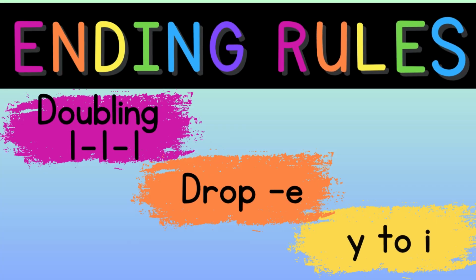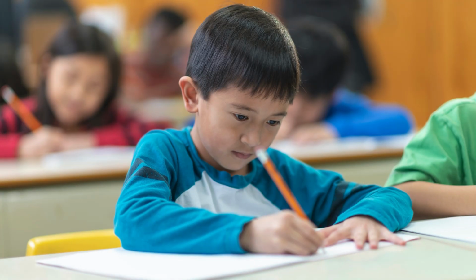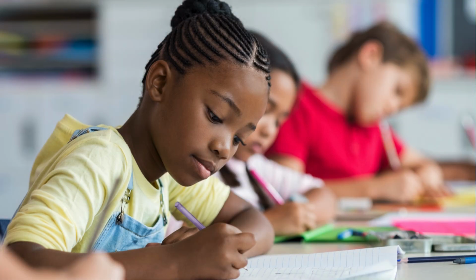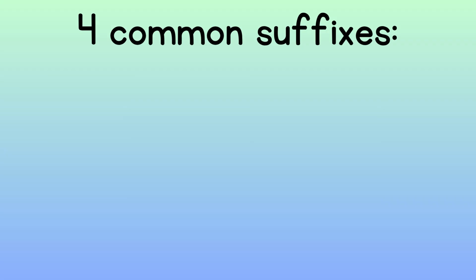Ending rules: doubling, drop E, and Y to I. Knowing how to spell words can be tricky sometimes, especially longer words. When we add suffixes to words, there are some important things to know. A suffix is a letter or group of letters added to the end of a word to form a different word.